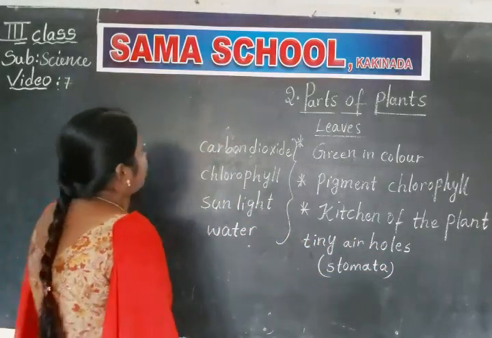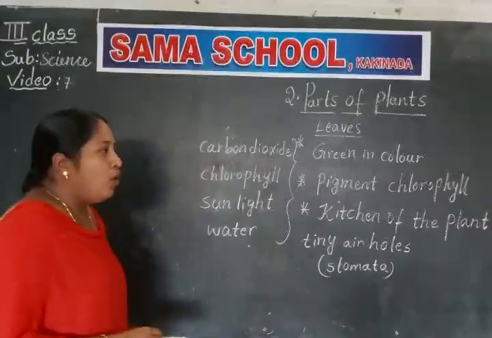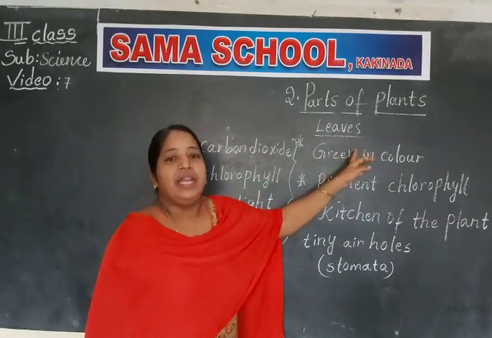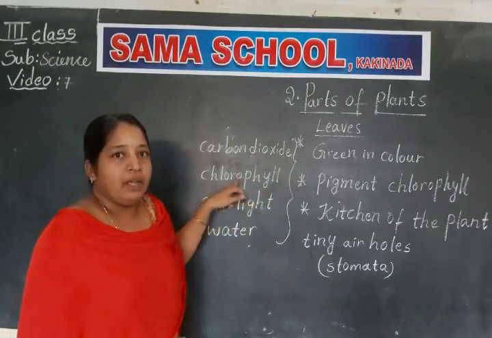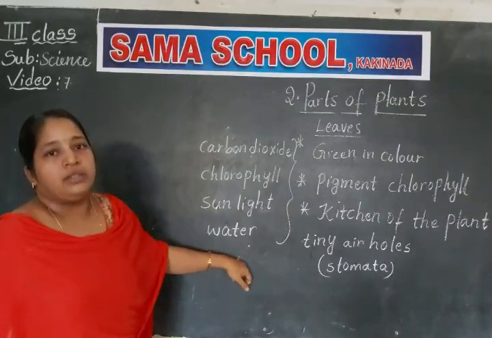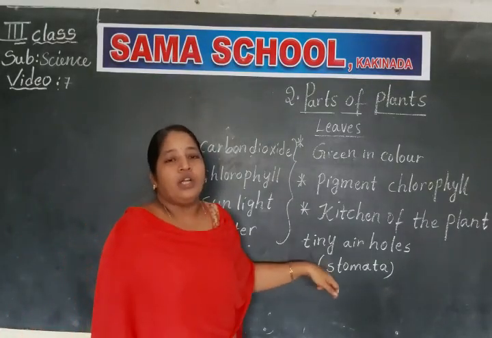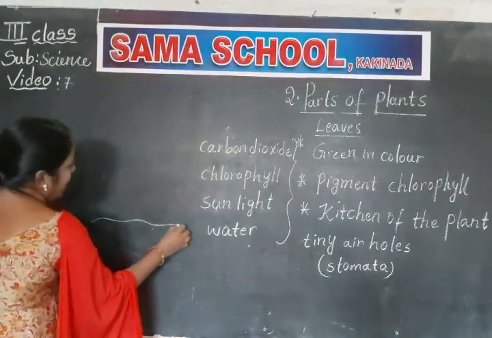Clear, children? And chlorophyll is already present in the leaves. Most plant leaves are green in color because they have chlorophyll. And sunlight and water. The roots of the plant absorb water from the soil. I will draw the picture, then you can easily understand.